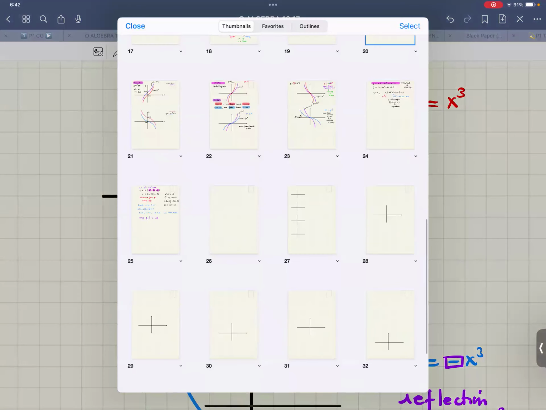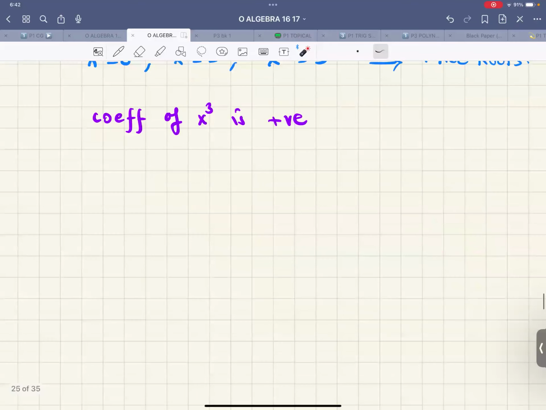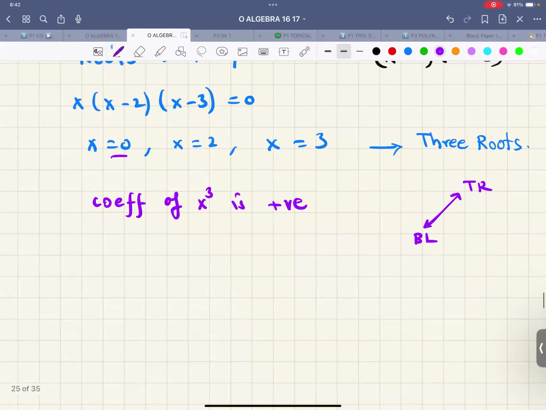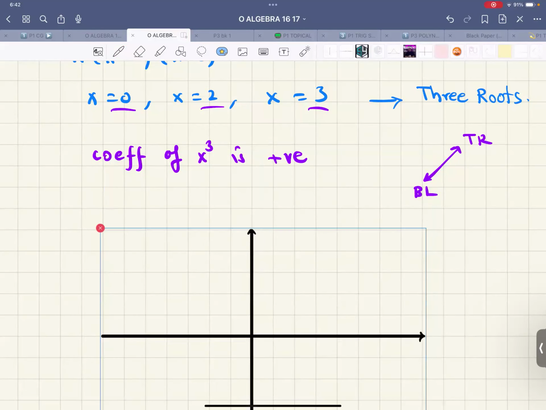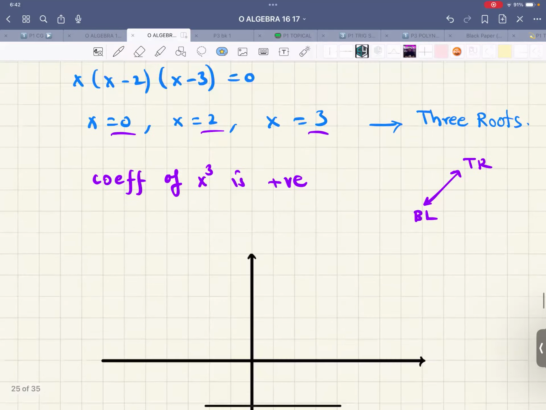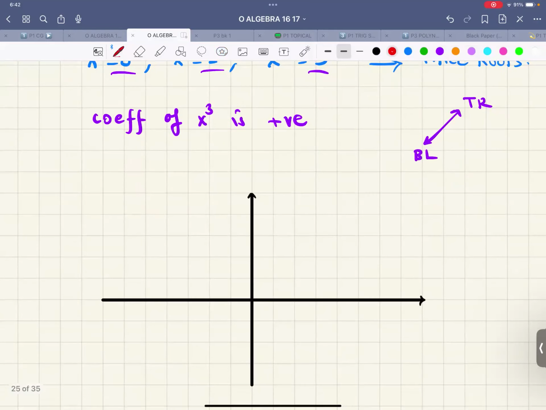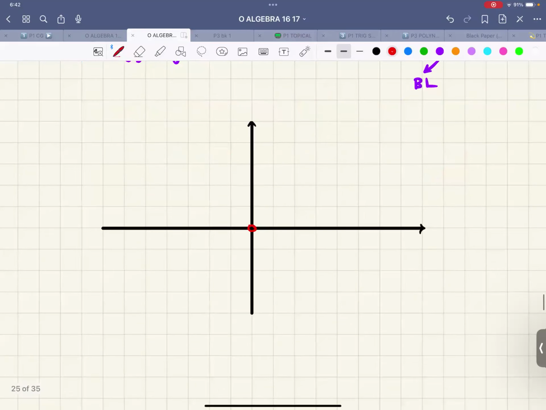So going back to this point, when the coefficient of x cube is positive, the graph will be starting from top right and going till bottom left. But at the same time, it has to pass through these 3 points. So let me just get the grid ready. And now it would be like this. This is point 1, this is point 2, and this is point 3.